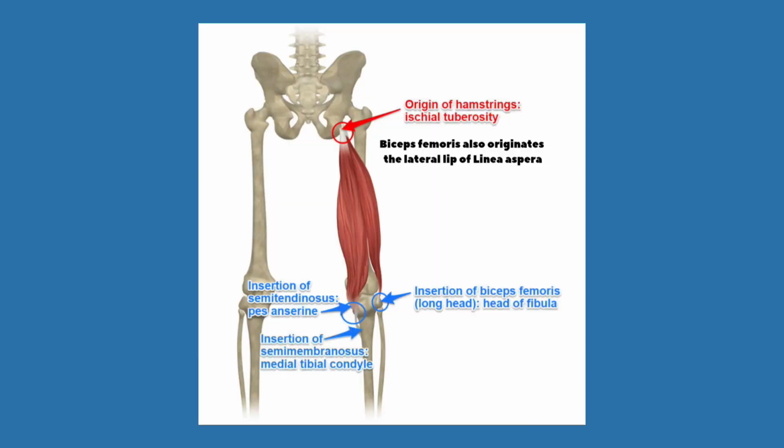Semimembranosus is just deep to semitendinosus, the other hamstring, and will originate at the ischial tuberosity and insert at the posterior aspect of the medial condyle of the tibia. Semitendinosus will also originate from the ischial tuberosity and will insert at the pes anserinus tendon near that proximal medial portion of the tibia.